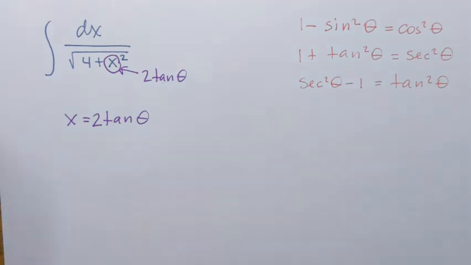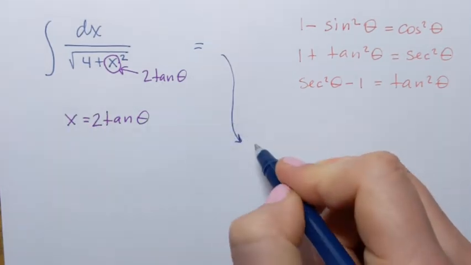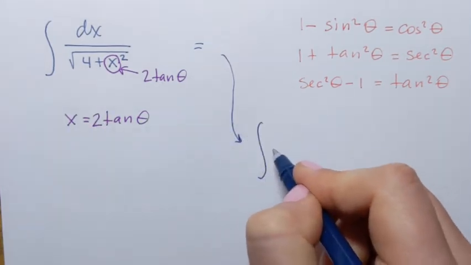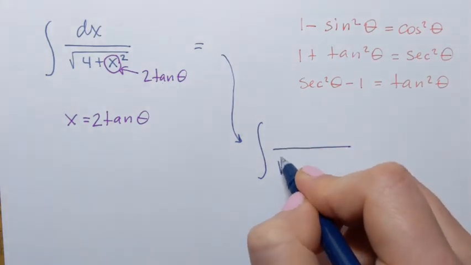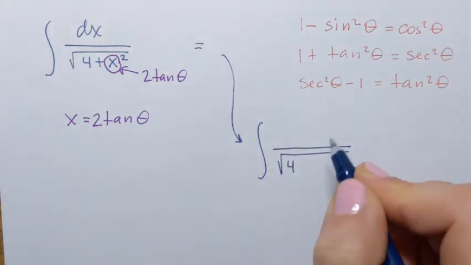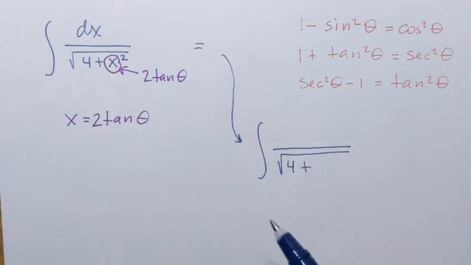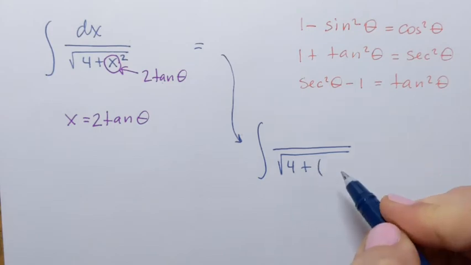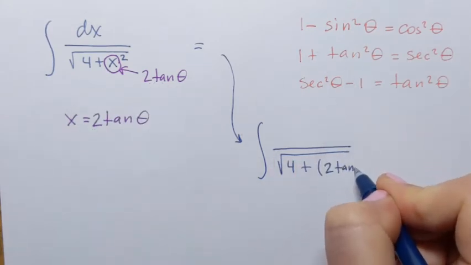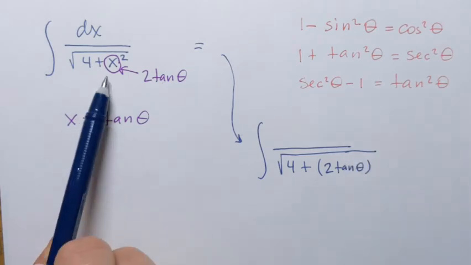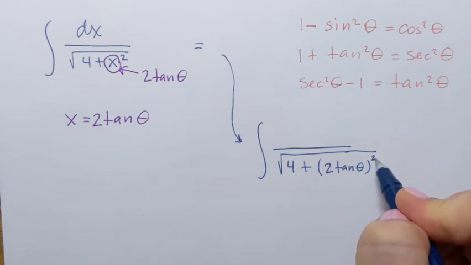Let's try that. For now, I'm going to just focus on the denominator. So that's my integral. In the denominator here, I have square root of 4 plus, and I'm not going to be skipping any steps here, so I'll take time to write all steps. x I'm replacing with 2 tangent theta. And now, since x is squared, this expression 2 tangent theta is going to be squared.